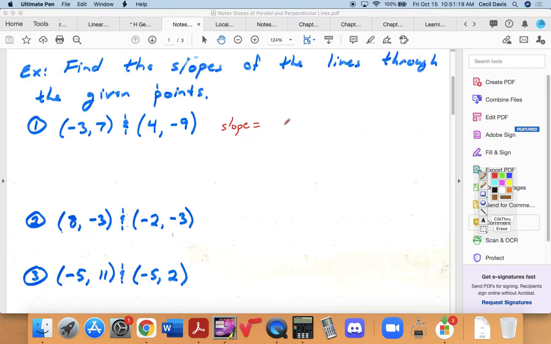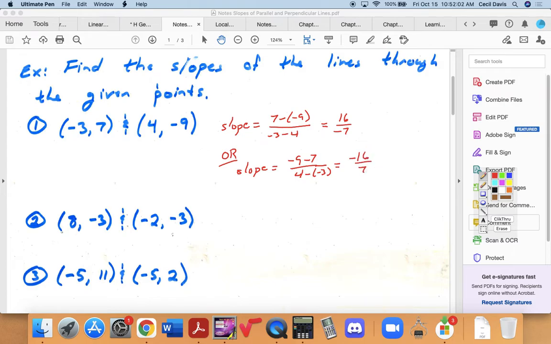It doesn't really matter. I'll show you that it comes out the same way for both. If I start with the 7, that'll be 7 minus negative 9 over negative 3 minus 4. That'd be 16 over negative 7. If you do it the other way, we would get that the slope was negative 9 minus 7 over 4 minus negative 3. That would give us a negative 16 over a positive 7.